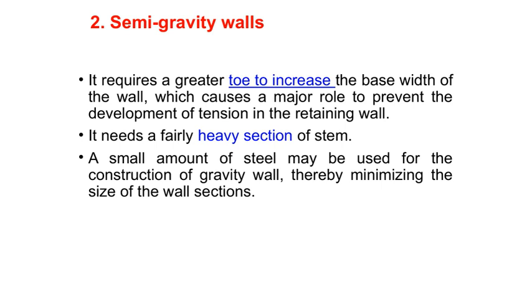But here's a key point. Since the design relies on gravity and weight, only a small amount of steel reinforcement is needed. This helps in minimizing the size of the wall sections overall, making construction more efficient. So, in summary, semi-gravity walls balance the need for a substantial base with a relatively light reinforcement, which makes them a practical choice when you want stability without overly complex reinforcement. This ties into our overall theme of understanding different retaining wall types and their specific applications.